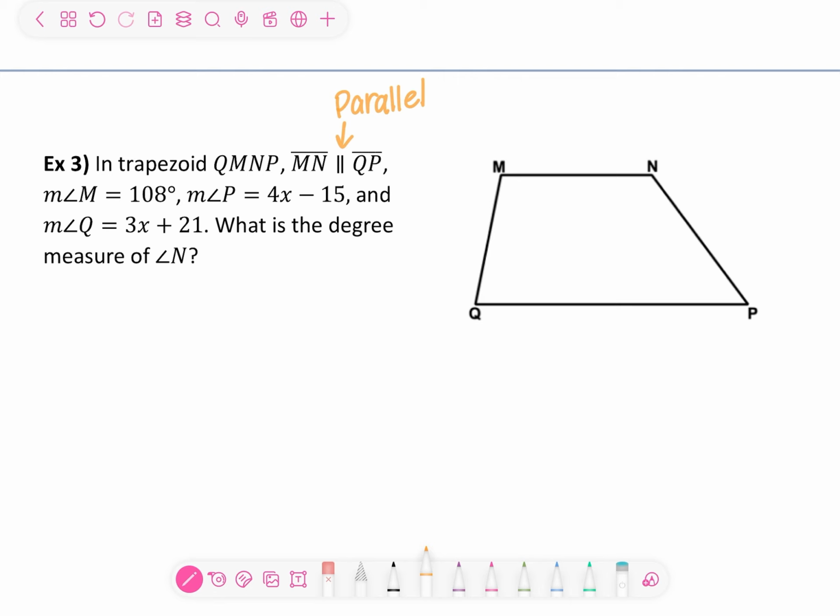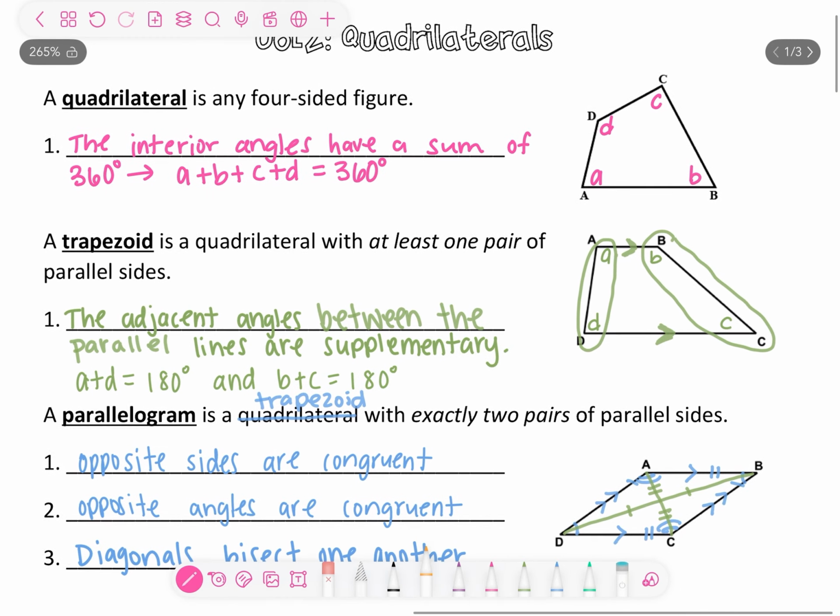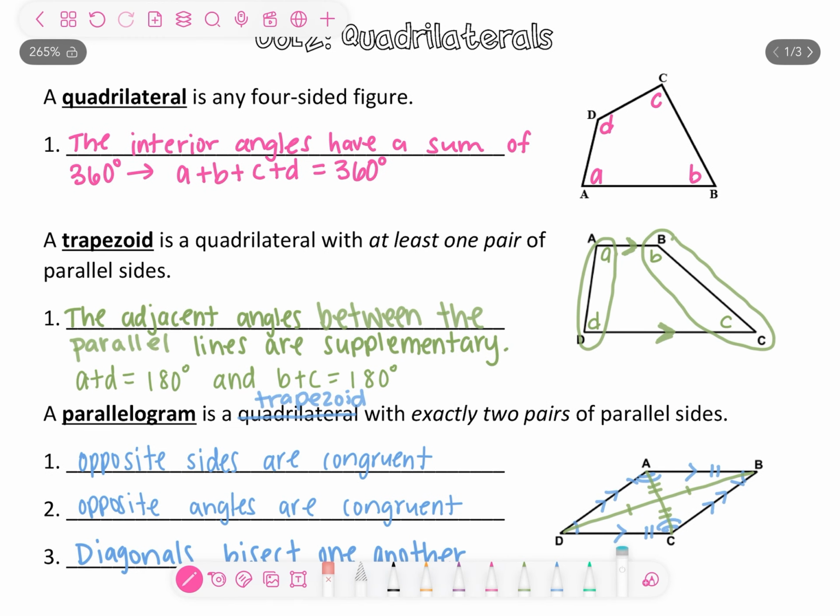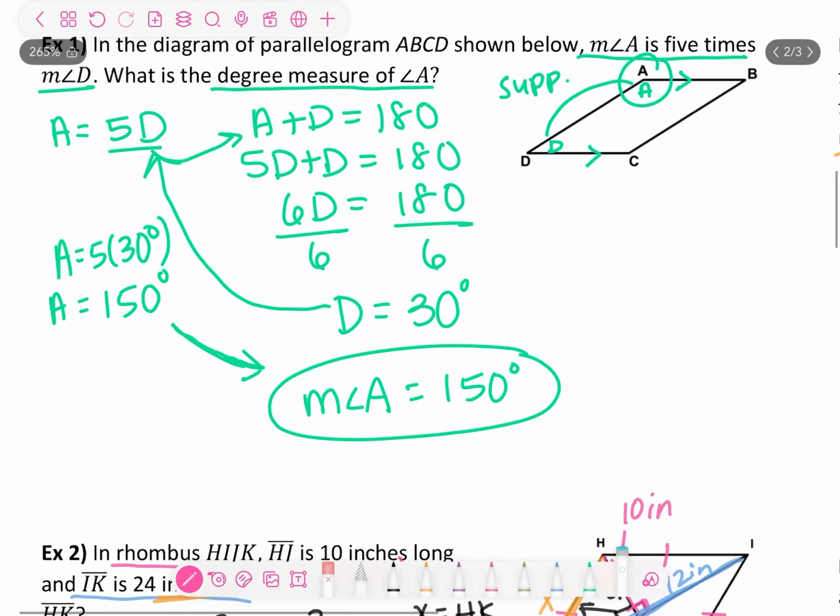All right, before anything else, let me underline the fact that it's a trapezoid because that's going to tell me what properties I can use. And then it looks like I'm talking about angle measures. I have some angle measures given, and I'm looking for the degree measure of angle N. Okay, so what do I know about angles and trapezoids? Let's take a look. So trapezoids have at least one pair of parallel sides, and we know which ones because it told us. And then the adjacent angles between those parallel lines are supplementary, so we know we can use that relationship.